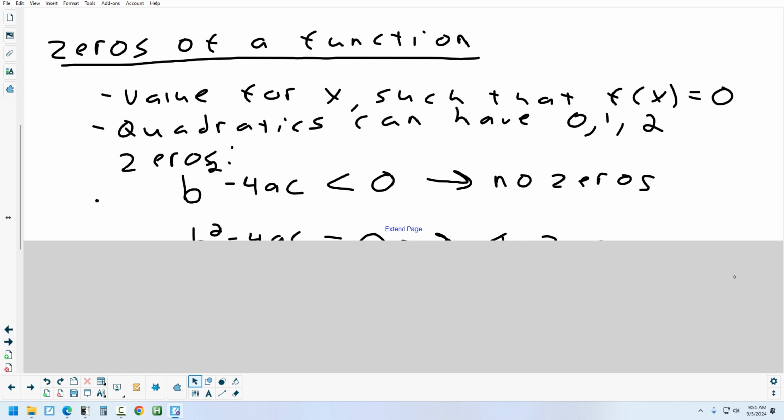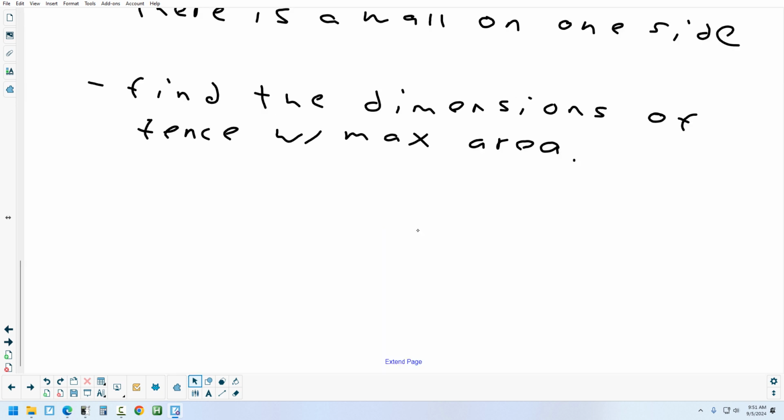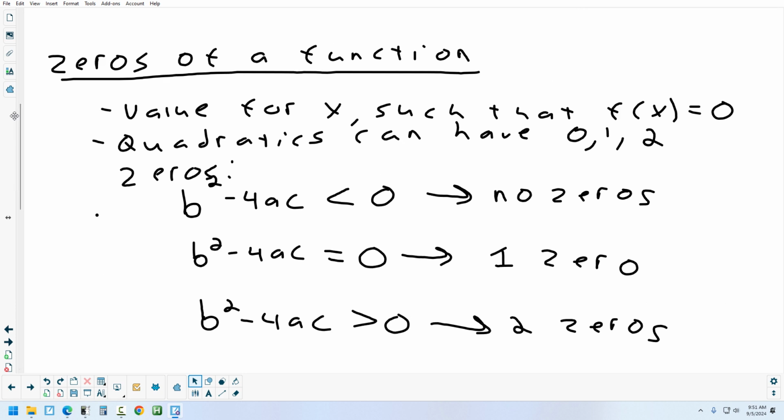B squared minus 4ac, I think I got it now. If that value comes out negative, you will automatically know that your quadratic never crosses the x-axis. If b squared minus 4ac comes out to 0, it would be the case where it comes down, touches the axis, and goes back up. If b squared minus 4ac comes out positive, it would cross twice.